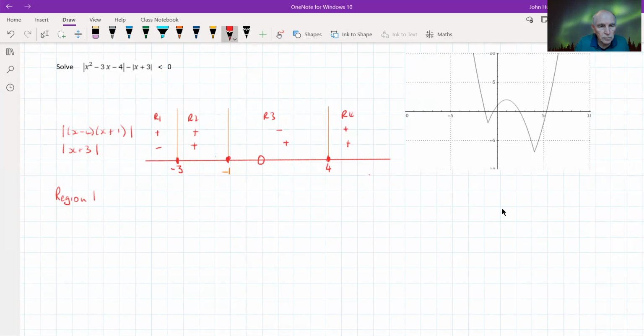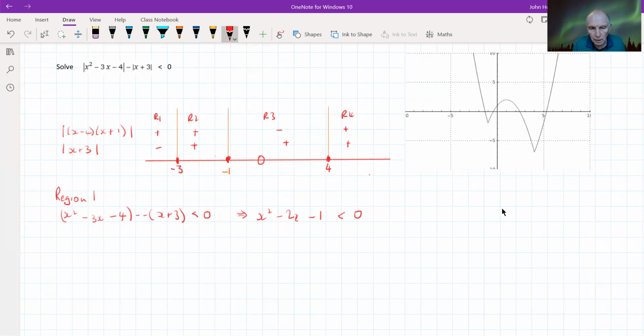So what our inequality now becomes in this region is x squared minus 3x minus 4, and then it's kind of negative x plus 3, isn't it? Double negative, is less than 0. And if I rewrite that, it's going to give me x squared minus 2x minus 1 is less than 0.